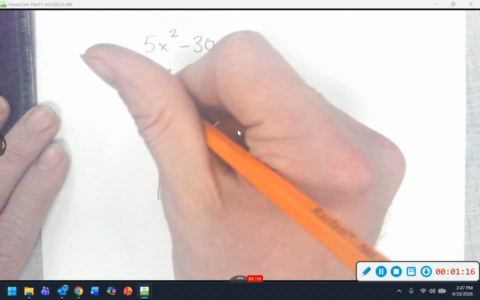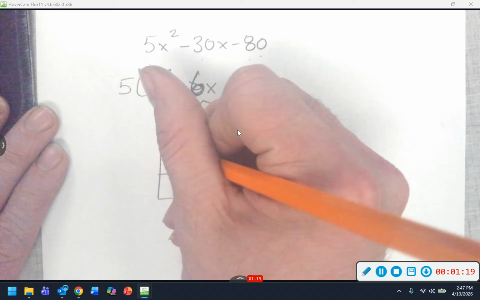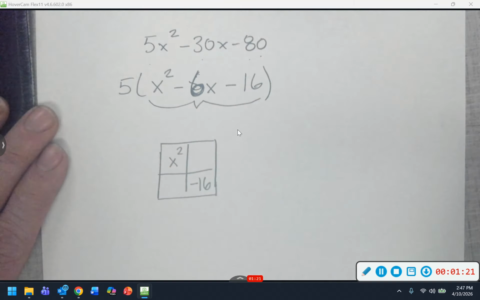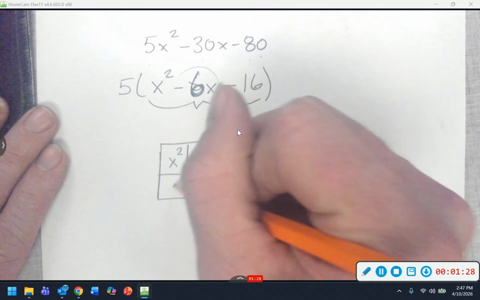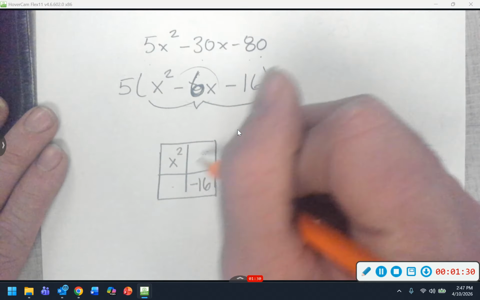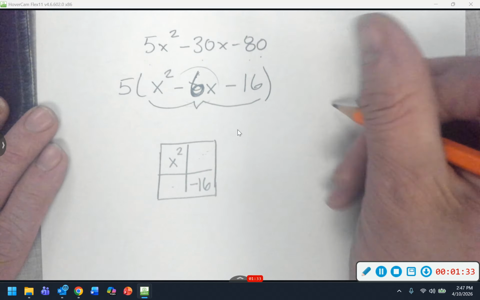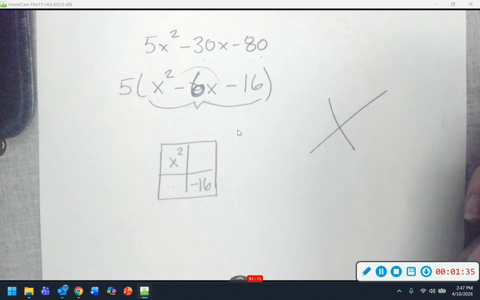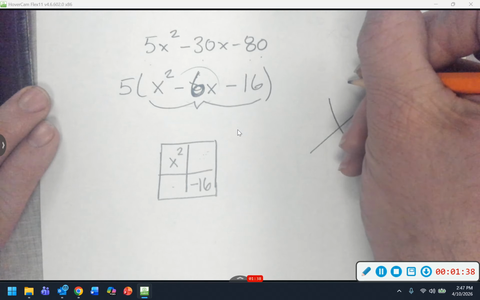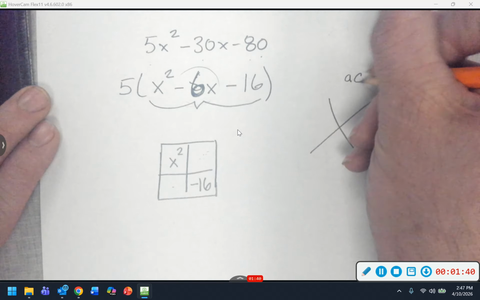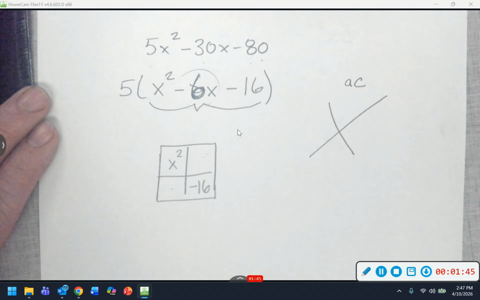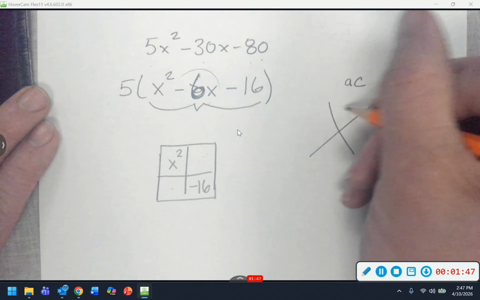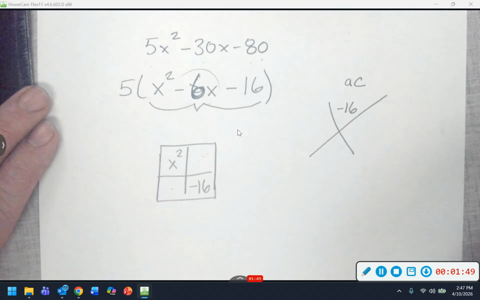Once you have the box, immediately the x squared and the constant terms can be plugged into the box in the two corners there. The issue is, how does this negative 6x fit in two different pieces along these two corners? To find that, we need to set up what we like to call the magic x. And the way we set it up is we take our a value, the number in front of x squared, and we multiply it by the c value, the constant. That is 1 times negative 16, and we put that at the top.